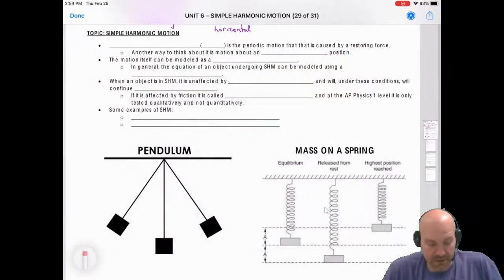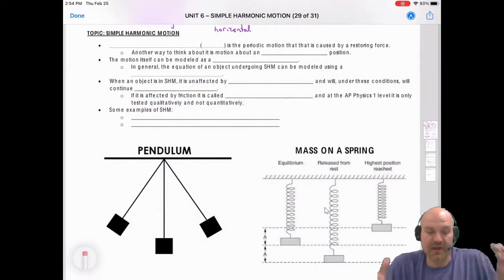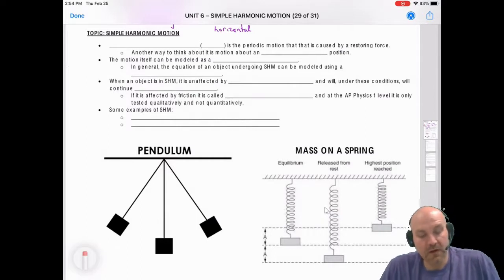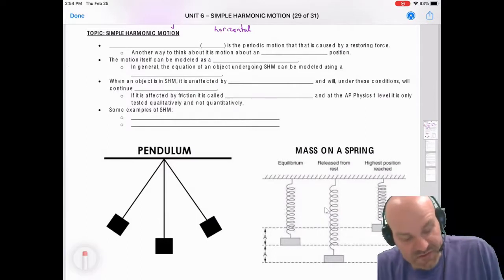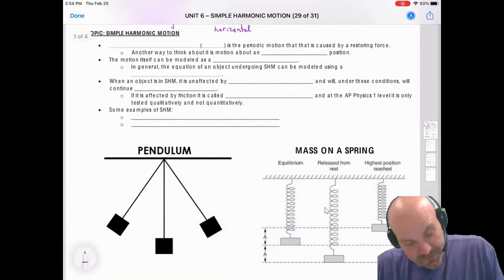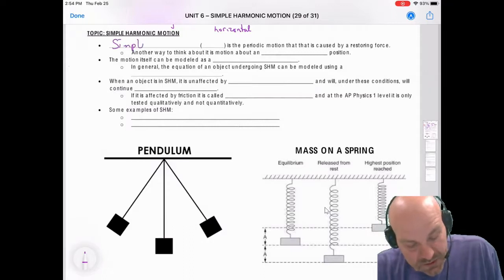Okay, so in this video, we're going to look at simple harmonic motion. Remember, the last video just kind of defined some key terms that you're going to hear over time. So the first thing we're going to talk about is simple harmonic motion. So what exactly is simple harmonic motion? Right. So simple harmonic motion is the periodic motion.